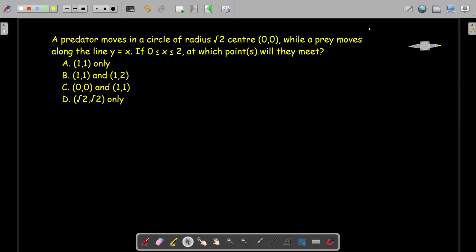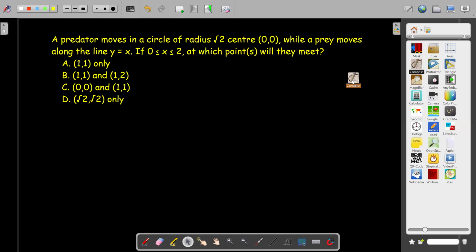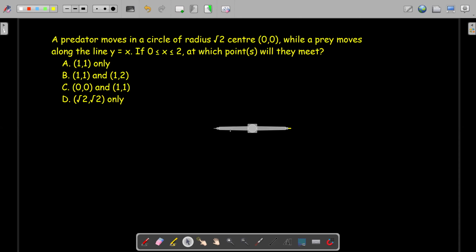Okay, so in this question, we have a predator moving in a circular path. Let's try to represent that. Let's say we have something like this for the path of that predator. And it was stated that the prey is moving on a straight line y equals x.